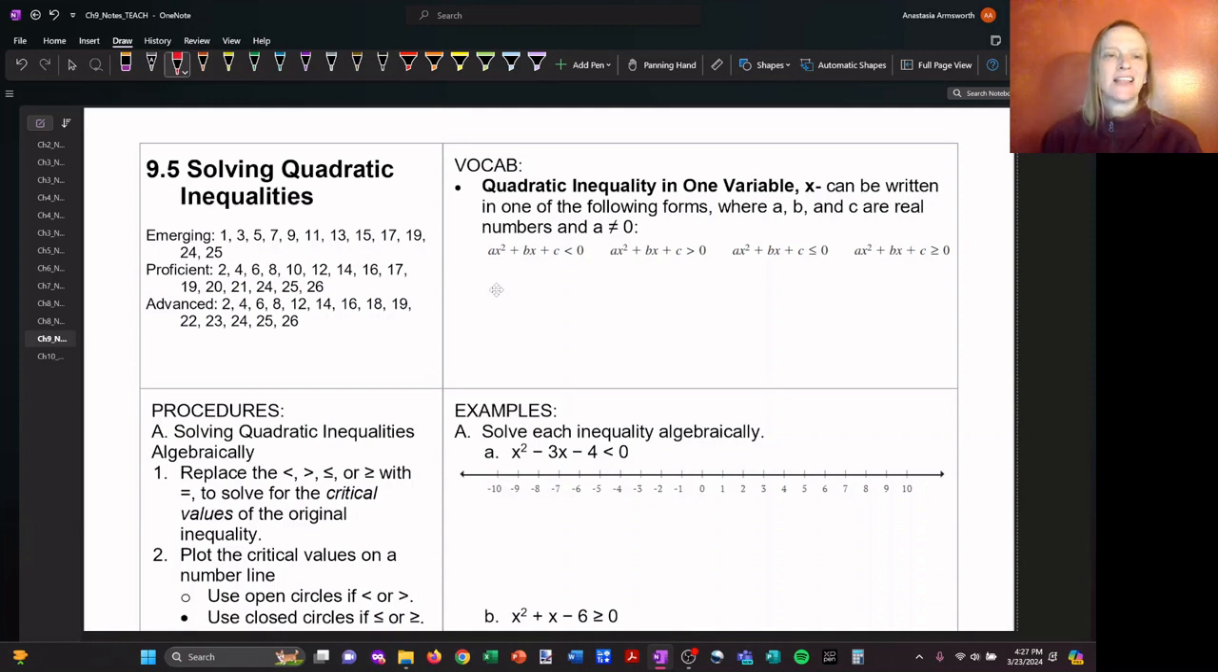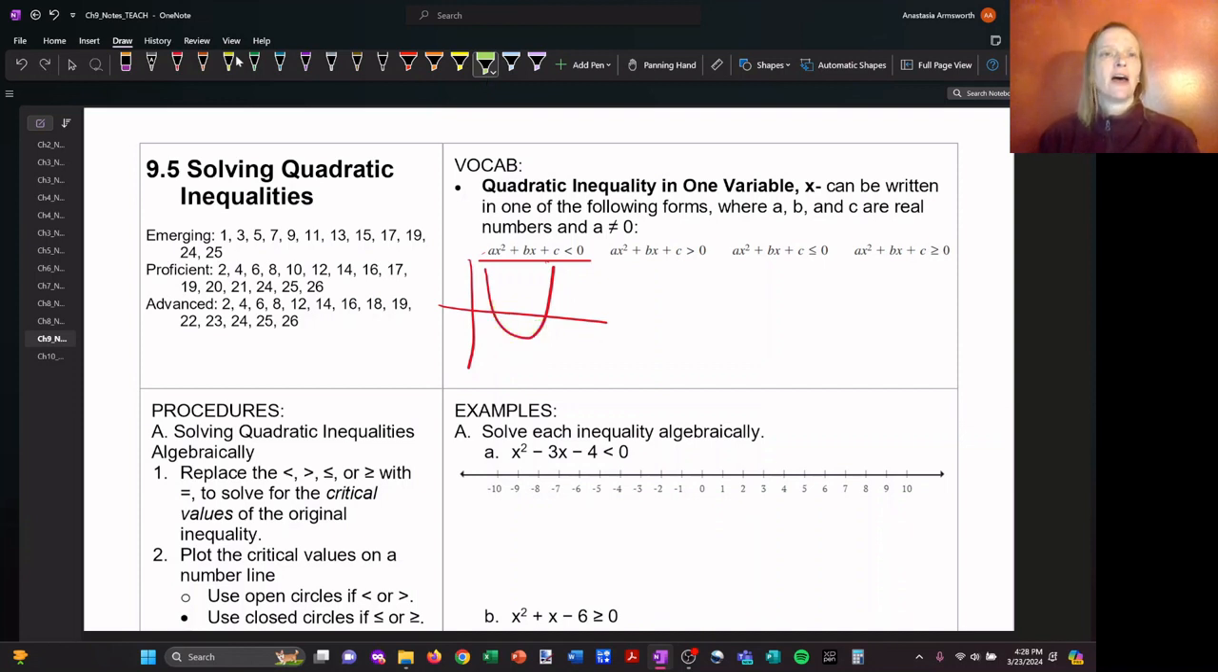Hi, folks. In the last section of chapter 9, we're going to be solving quadratic inequalities in just one variable. What this means is that if we've got a graph of a parabola, maybe that looks like this, and we're trying to solve an inequality of this form, then I'm looking for places where the parabola is less than zero. I'm looking for places where the parabola goes below the x-axis.